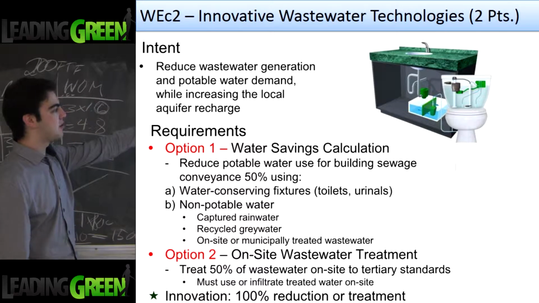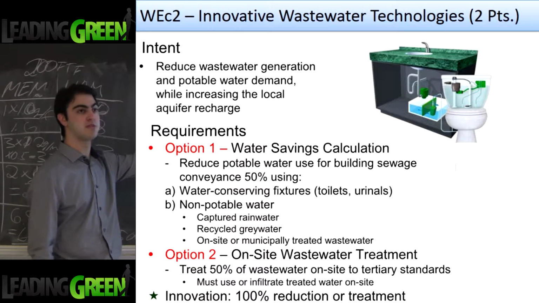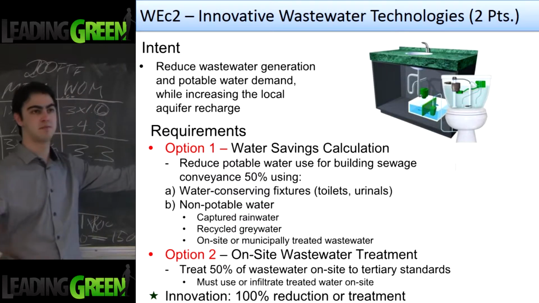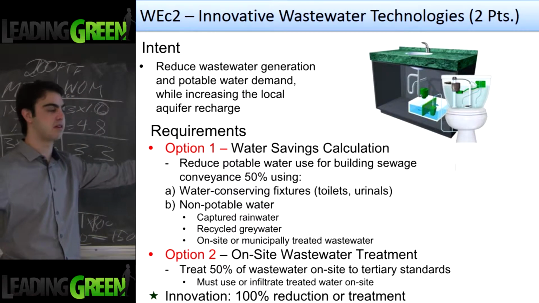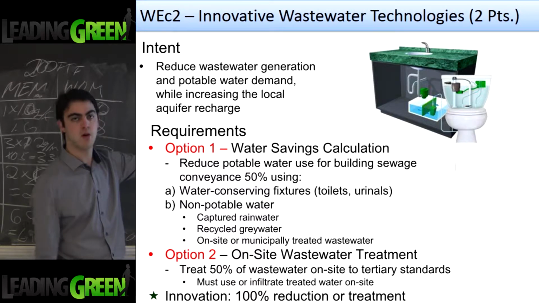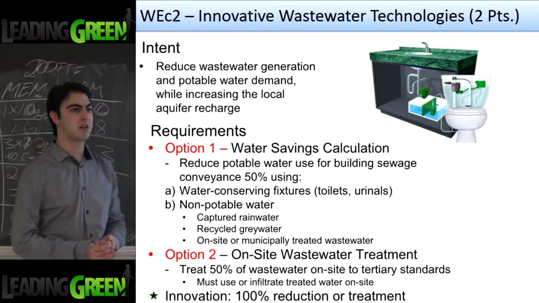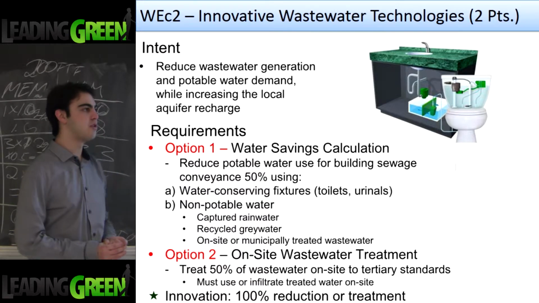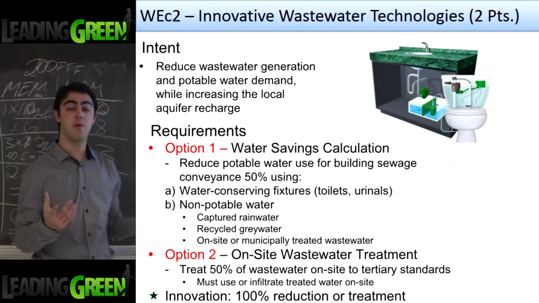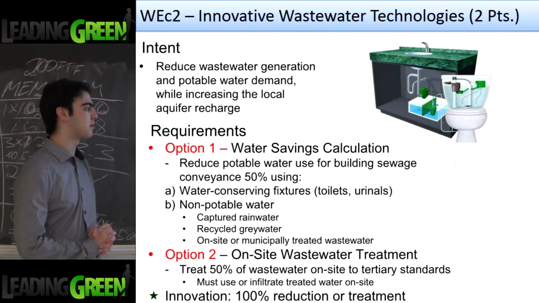So there's two ways to do it. Either you reduce the amount of potable water we're using in our wastewater areas, so for example our toilets, and if you reduce it by 50% by using water conserving fixtures like dual flush toilets, waterless urinals, non-potable water, captured rainwater, recycled gray water, municipally reclaimed and treated water. If you use all of that stuff, which is considered gray water, well, that's a way of offsetting 50% of your potable water that you normally use.